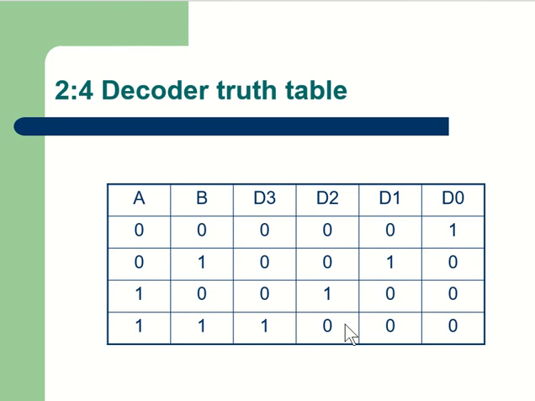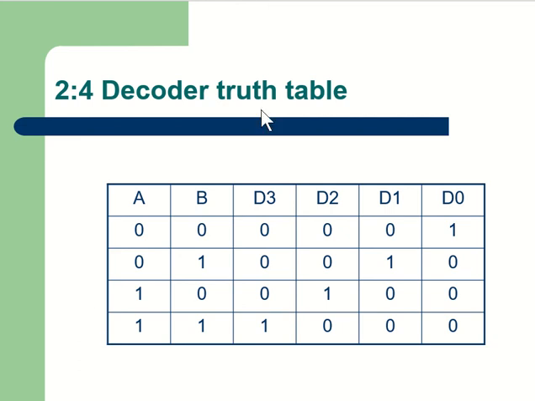That is, at any instant of time, for any one input combination, only one output variable will be high, and everything else will be 0. You can see here, in this case only D0 is 1, in the second case only D1 is high, in the third case D2 is high, and in the last case D3 is high, and all the other bits will be equal to zeros.